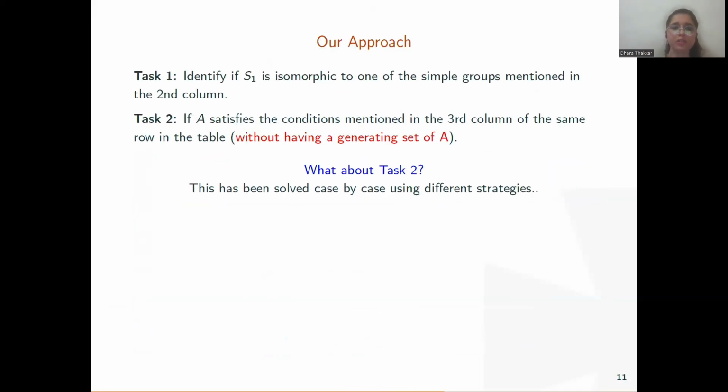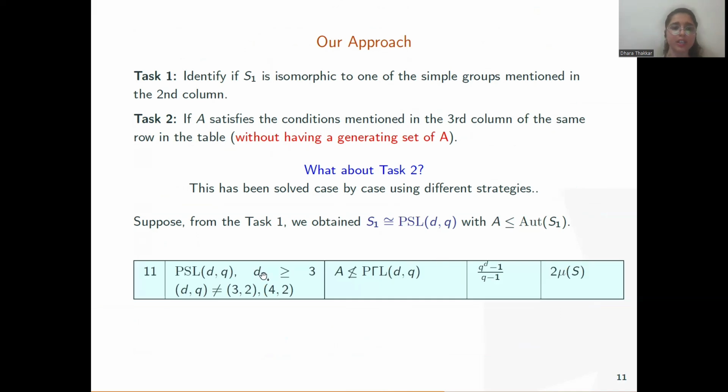Here we have used case-by-case analysis, and each case we have handled separately. For example, suppose we have S1 is isomorphic to PSL(d,q). Suppose we obtained this, and since by definition A is a subgroup of Aut(S1), the table entry looks like this. We have a PSL(d,q), and we obtained that S1 is isomorphic to PSL(d,q).